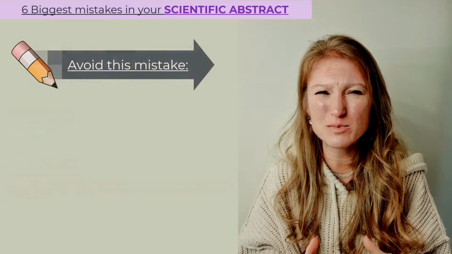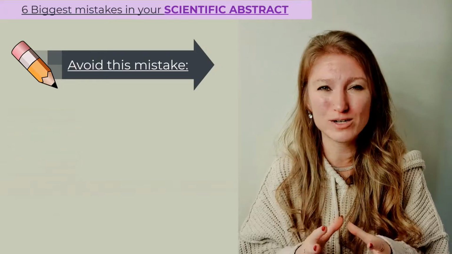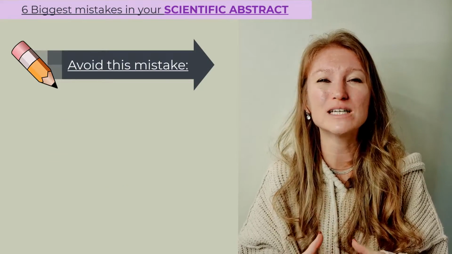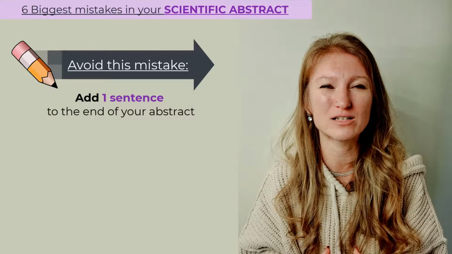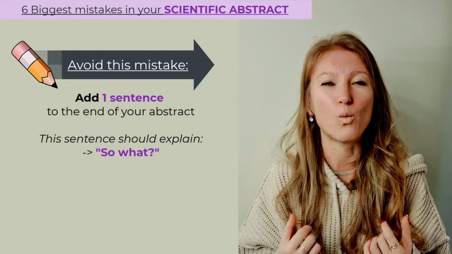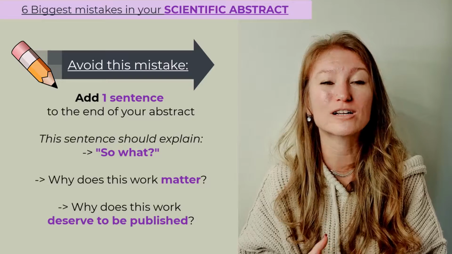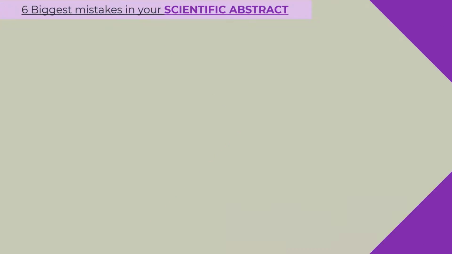But did you make this mistake? Don't worry, it is a really easy fix. All you need to do is add 1 sentence to the end of your abstract explaining to the reader, so what, why this work matters, why this work deserves to be published.